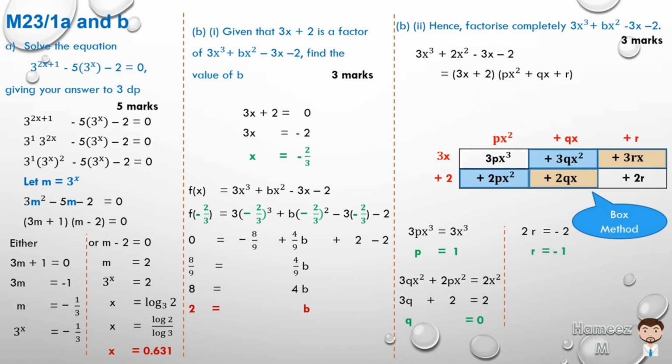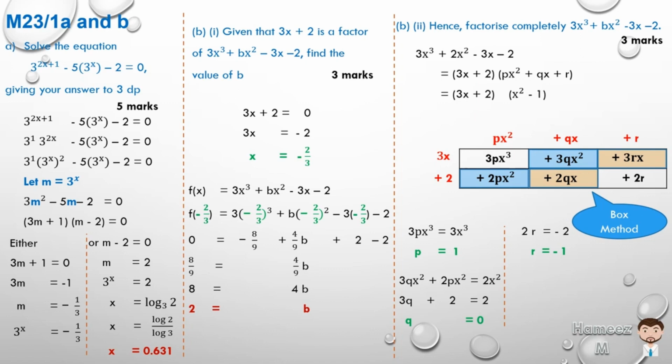So we found p, q, and r, which means that when we rewrite the equation, it will be 3x plus 2 by p is 1, so 1x squared. q is 0, so you could leave out the middle term, minus 1. So we get 3x plus 2 by x squared minus 1.